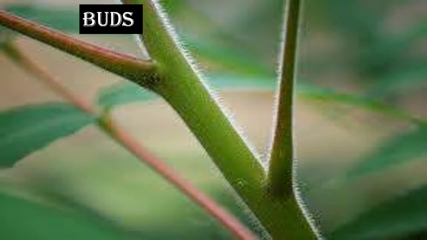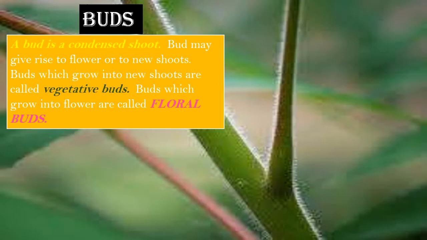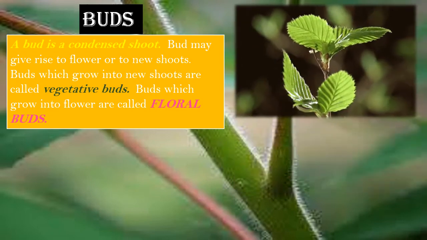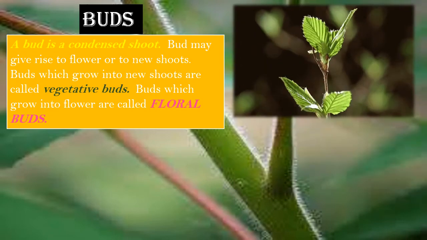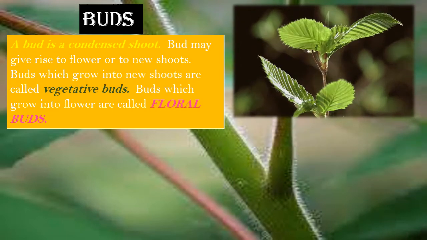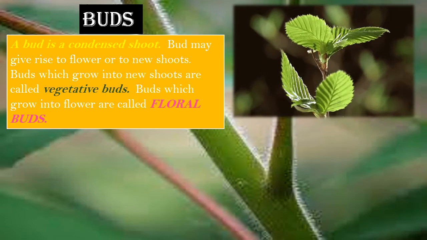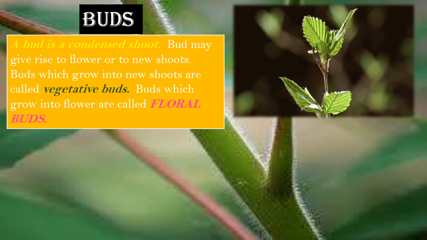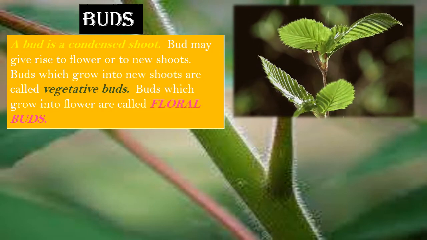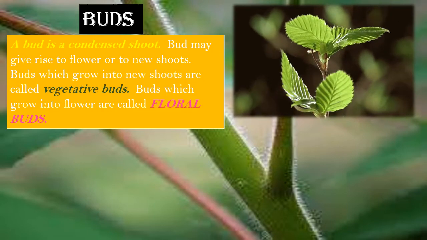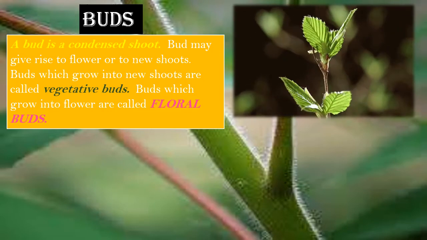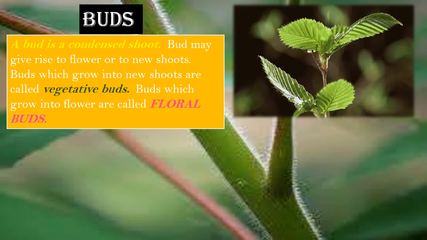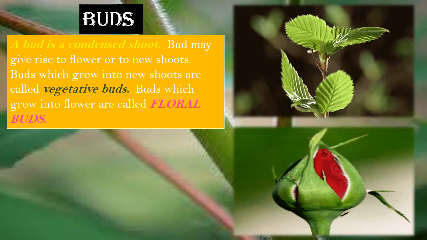Now the buds. A bud is a condensed shoot. It means a bud may give rise to a flower or to new shoots. Buds which grow into new shoots are called vegetative buds. Buds which grow into flowers are called floral buds.